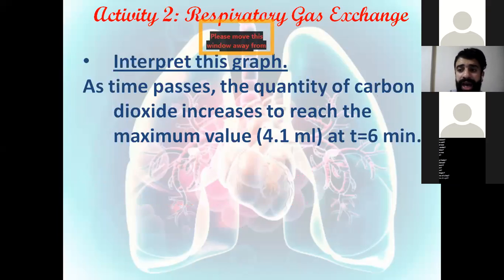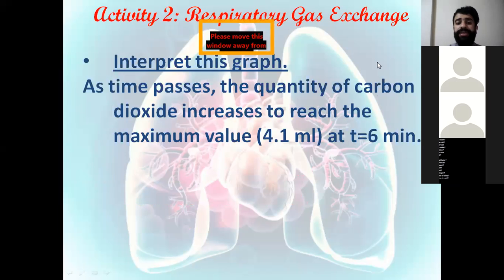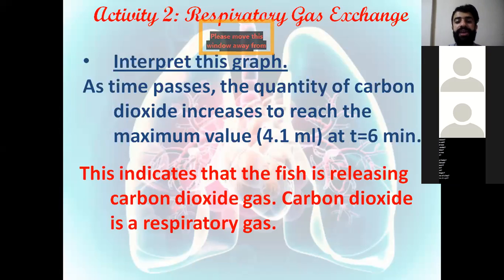While as time passes from 0 to 6 minutes, the quantity of carbon dioxide increases to 4.1, which is the maximum value, the highest value. So here, this indicates that the fish is giving. So no more word giving. You have to say releasing carbon dioxide. So carbon dioxide also is a respiratory gas.